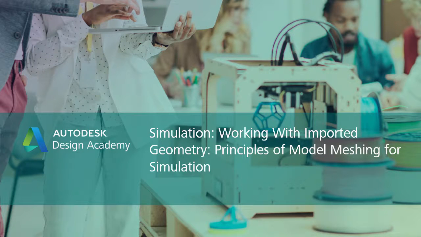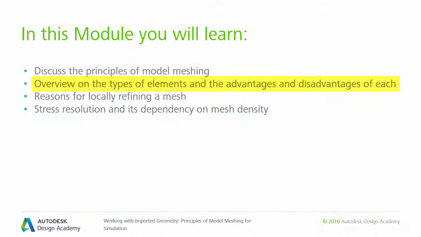In this seventh module, we will be discussing principles of model meshing for simulation. Specifically, we will talk about types of elements and the advantages and disadvantages of each, when it's appropriate to use local mesh refinement, and proper stress resolution, that is, ensuring that the mesh density is sufficient to produce accurate stress results. This process is also referred to as mesh convergence.